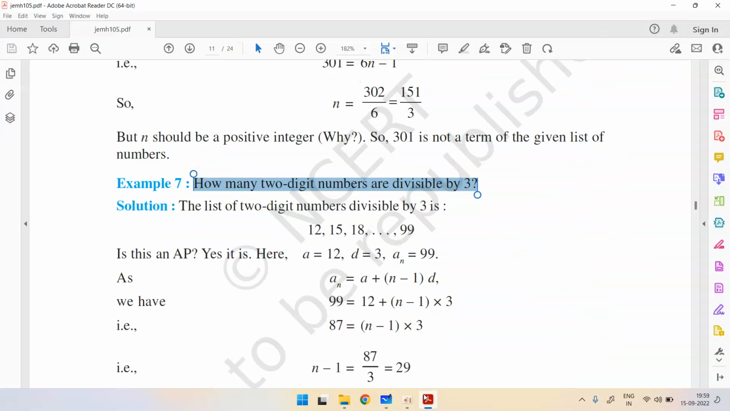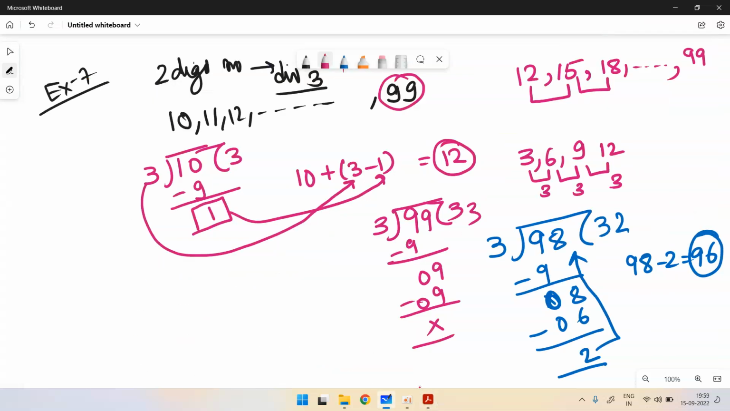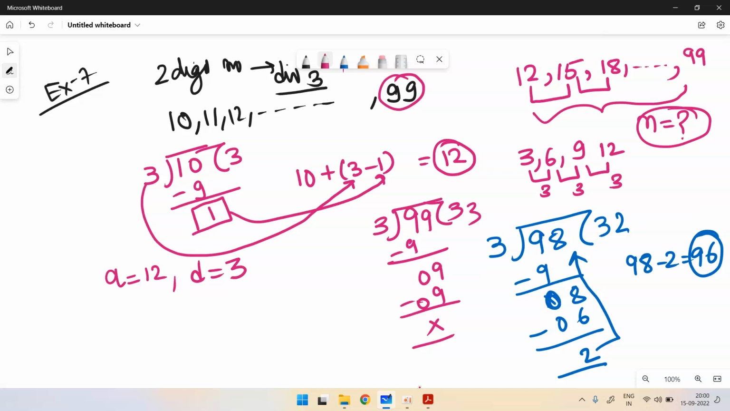Now what does the question say? How many two-digit numbers are there? So how many numbers means you need to find the value of n. Now how will you find the value of n? You know that the first term is 12, the common difference is 3, and the nth term, when the series stops at 99, is 99.